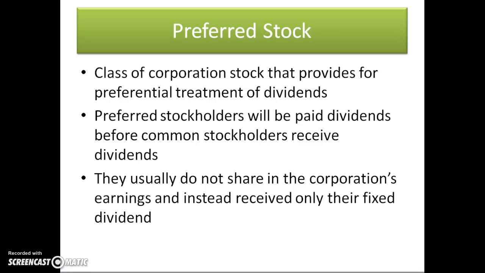Preferred stock is a class of corporate stock that provides preferential treatment of dividends. Preferred stockholders will be paid dividends before common stockholders receive dividends, and they usually do not share in the corporation's earnings, and instead they receive a fixed dividend.